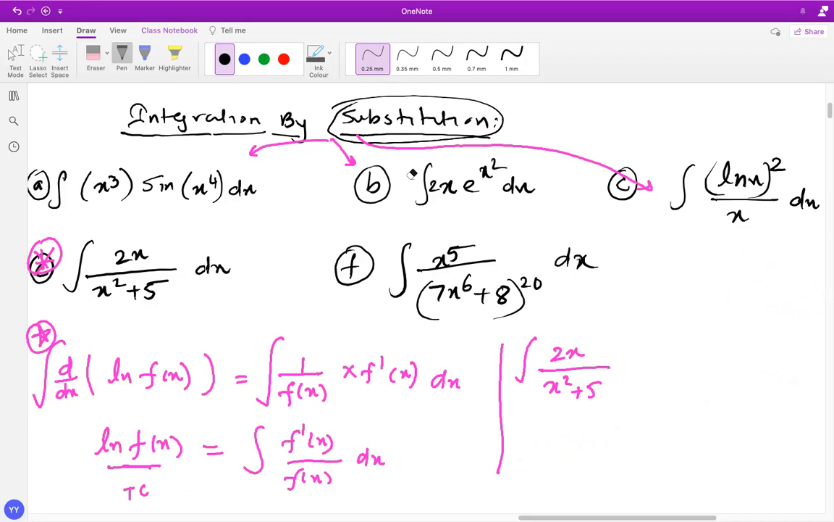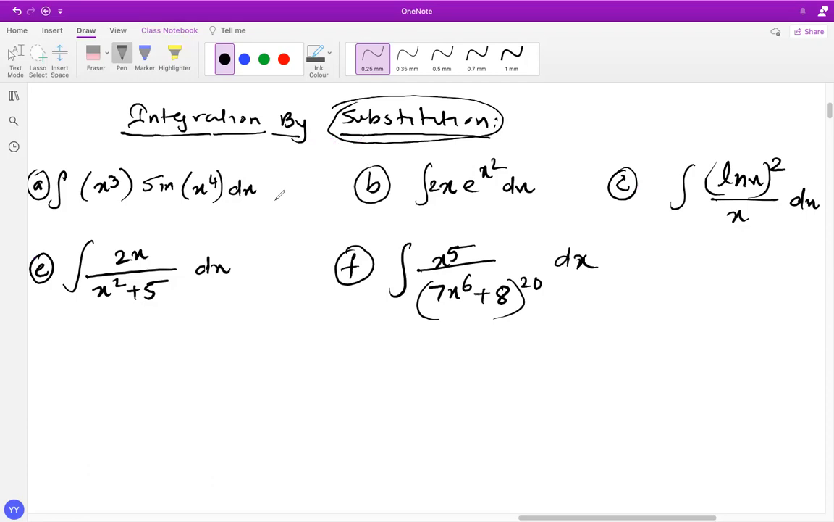Now, if I give the same example, but with only x over x squared plus 5, where you don't see the exact derivative in the numerator, in that case you can just multiply and divide by the same number outside in order to keep the expression neutral. And you can see now the answer is ln x squared plus 5, because the derivative of x squared plus 5 is 2x, which is the exact numerator. And this is how you do this kind of question.